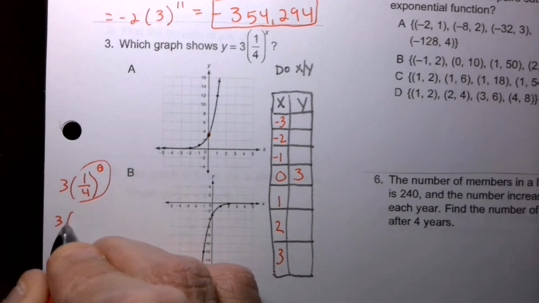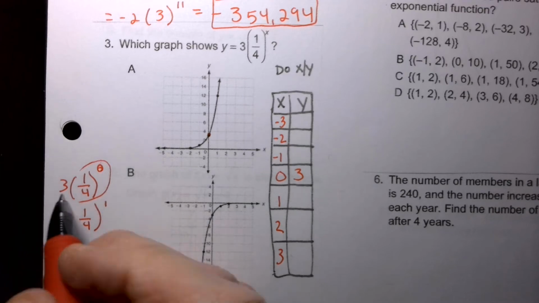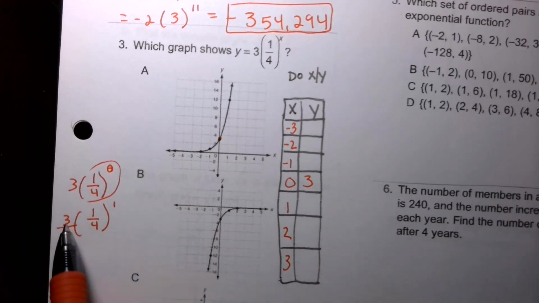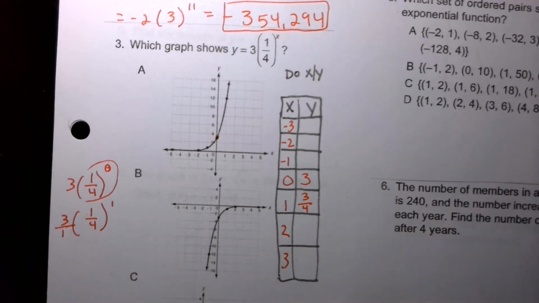So I would have 3 times 1/4 raised to the first power. What's a fourth to the first power? A fourth. Times 3. And remember, you can put it over 1, so you'd have fractions. So 3 times 1 is 3, and 1 times 4 is 4. It's 3/4.